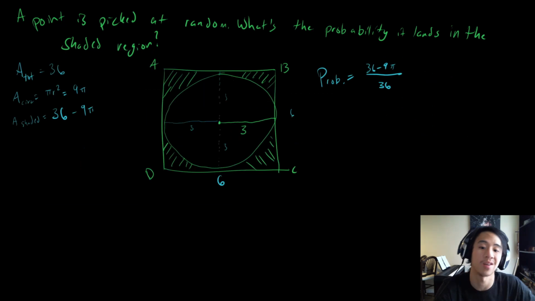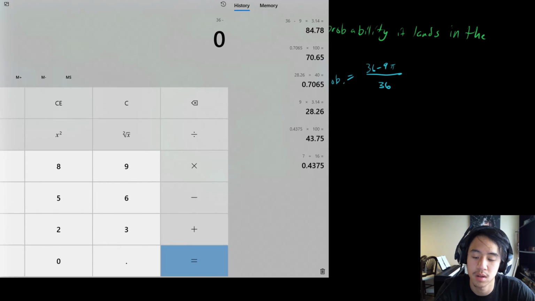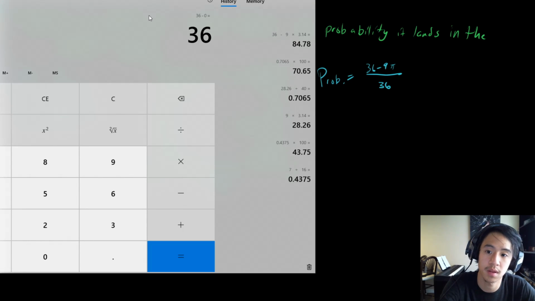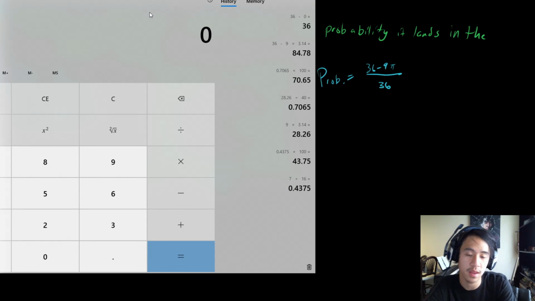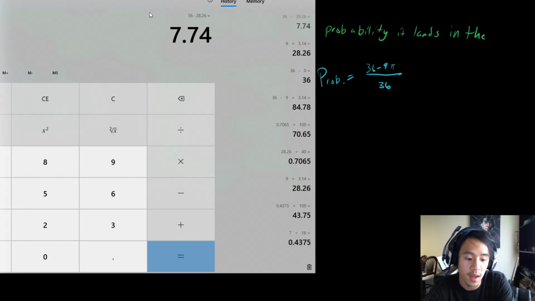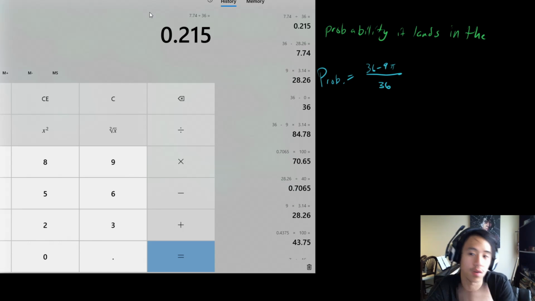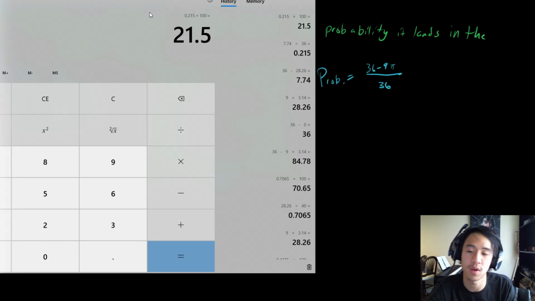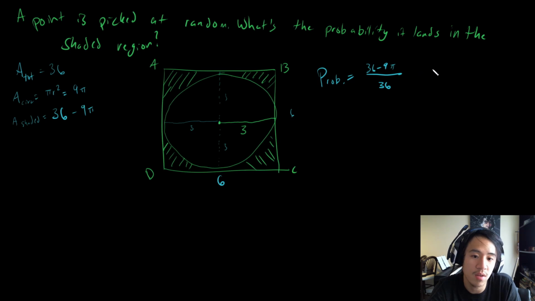How do we find this? Well, let's go ahead and get our calculators out. So here we go. We have 36 minus 9 pi. So let's do 9 pi first. 9 times 3.14. So we got 28.26. So we have to do 36 minus 28.26, and that divided by 36. So we have, multiplied by 100, a 21.5% chance. So we're done. We got a 21.5% chance.